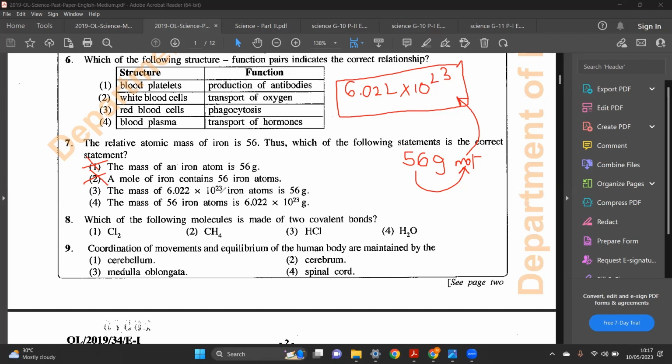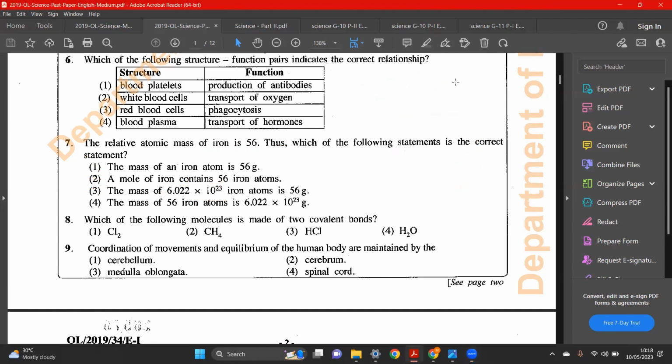Now that is correct. Why? Because we know 6.022 into 10 to the power 23 is basically 1 mole, and we know 56 grams is the mass of 1 mole. So therefore, the third one is your option. If we look at the fourth one, the mass of 56 iron atoms is 6.022. No, that is again not the option. So here the answer is the third one.